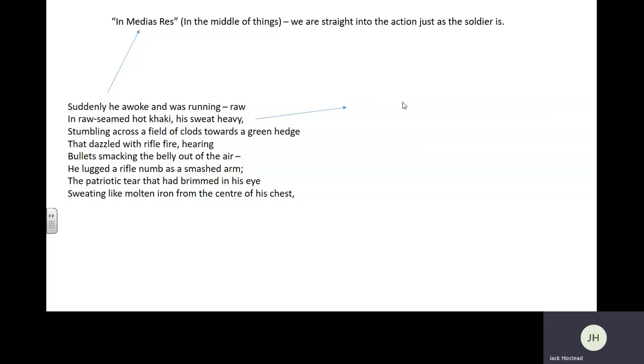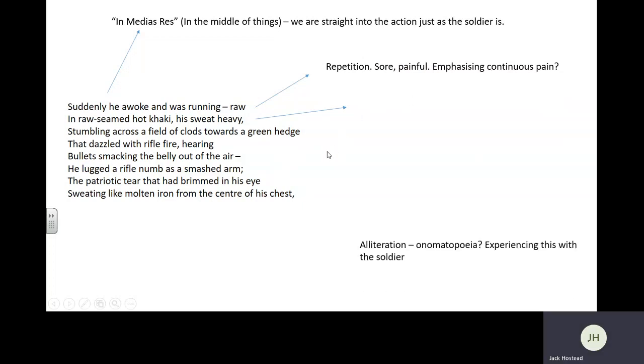"So suddenly he awoke and was running, raw seemed hot khaki, his sweat heavy." So we've got that repetition of raw, which obviously means something that's quite sore or painful. So could that repetition be emphasizing the continuous pain that these soldiers are in?